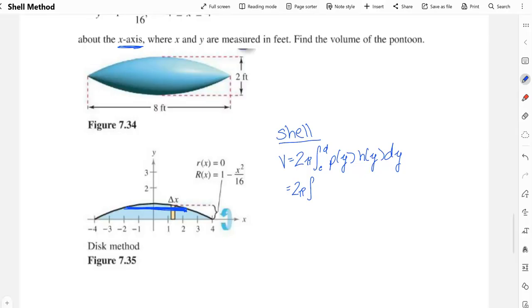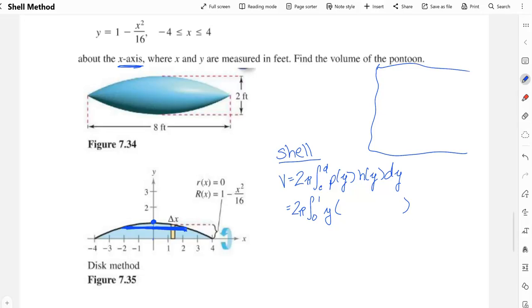So we're going to have to think about, what are these bounds here and here? You can see this guy's crossing the y-axis at 1. So we're bounded between 0 and 1 for y. The distance to that representative rectangle, that p of y, is going to be y. We just got to figure out what h of y is going to be. So what is the height of this thing?